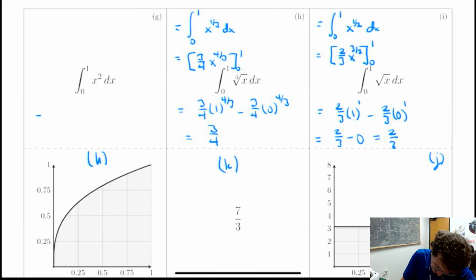Now we've got the integral of x squared. This is the easiest one we've had yet, because the antiderivative is simply 1/3 x cubed.